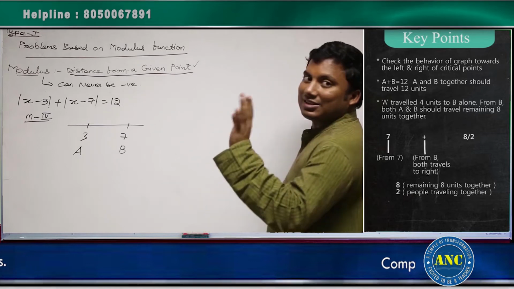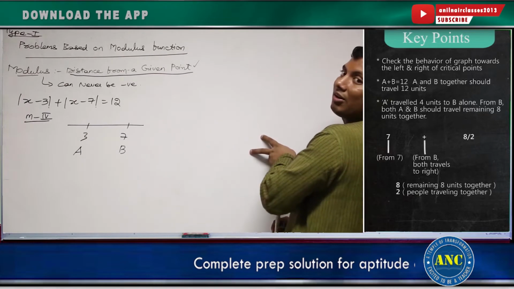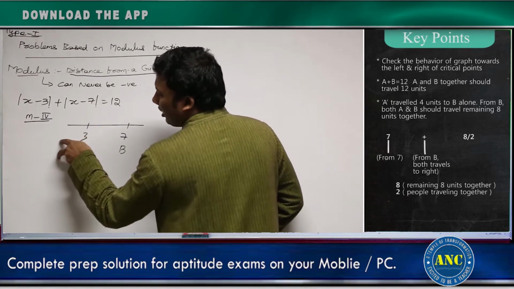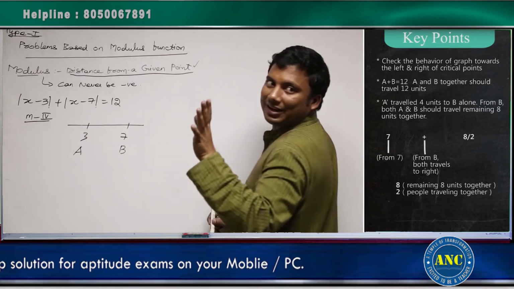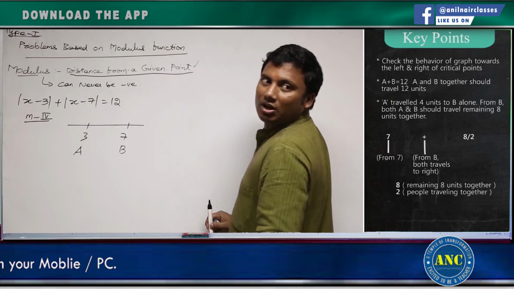Now, there are 3 cases that are possible. A will come to B. A and B could go to the right of B. Are you all with me? Second case. B can come to A. A and B can go to the left of A. Third case. A and B can travel in opposite direction. Are you all with me?